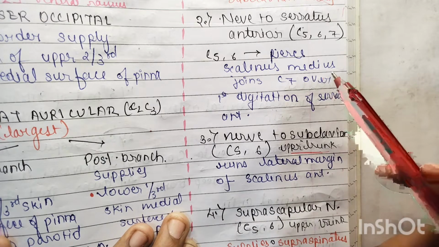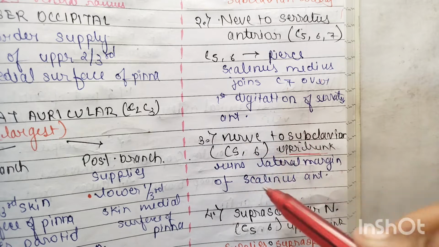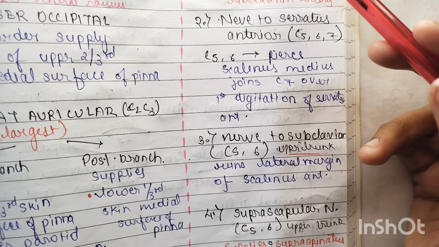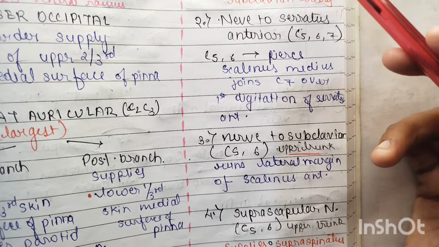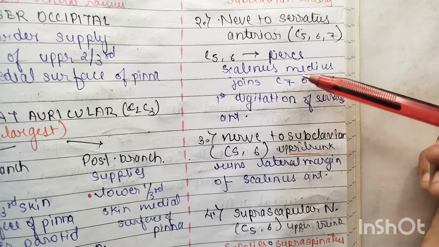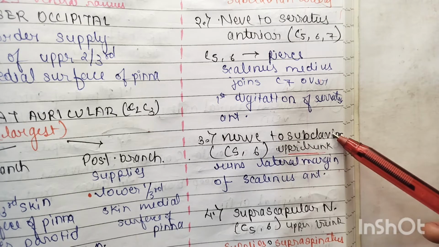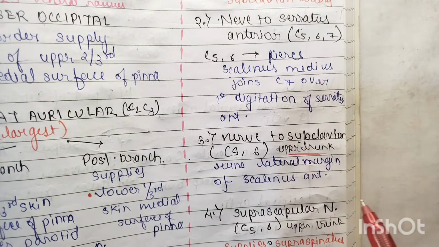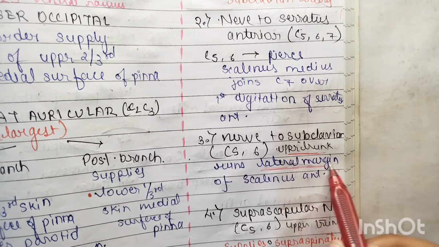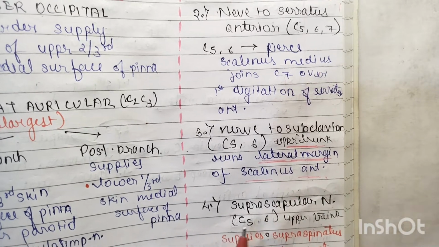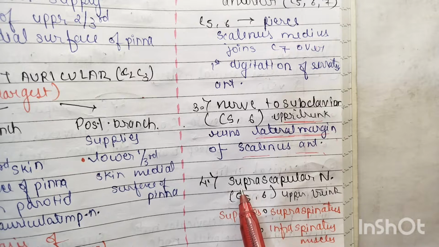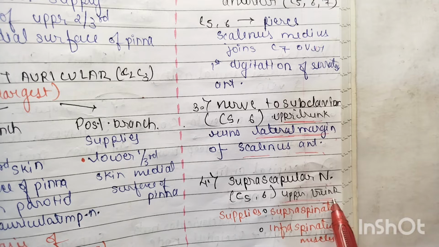So you can see that we are just roaming around the scalenus anterior. Around the scalenus anterior and medius we have the brachial plexus, then the nerve to serratus anterior, then the nerve to subclavius, which runs on the lateral margin of the scalenus anterior. Lastly we have the suprascapular nerve, that is C5 and C6, again on the upper trunk, and it supplies the supraspinatus and infraspinatus muscles.